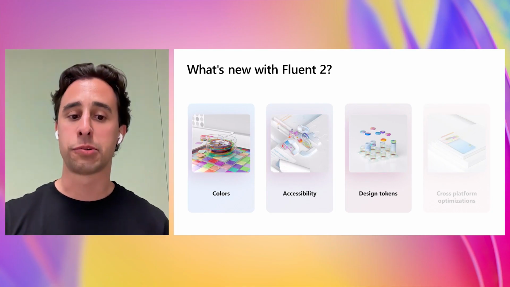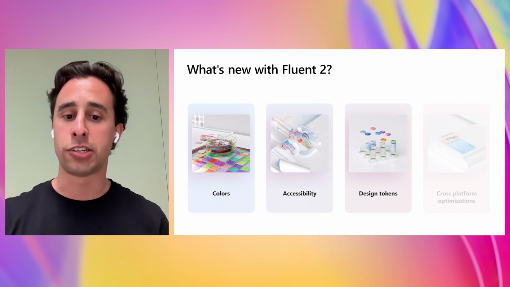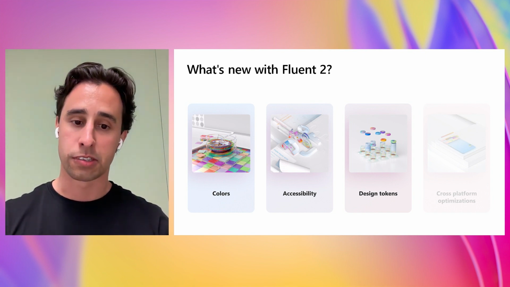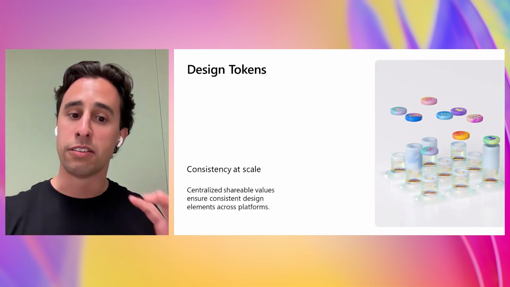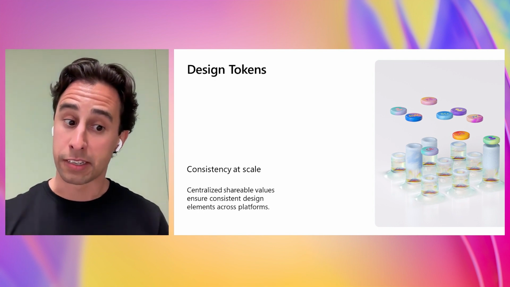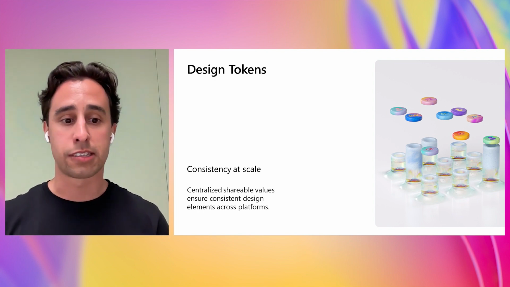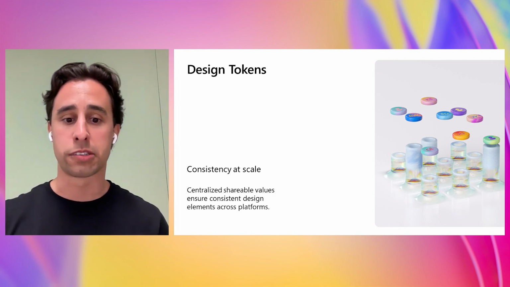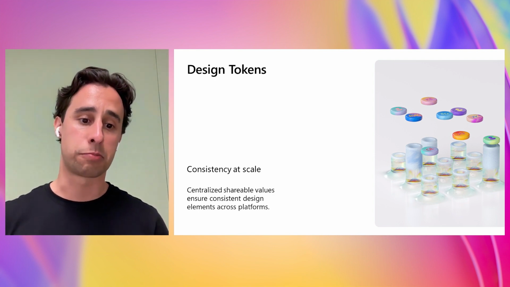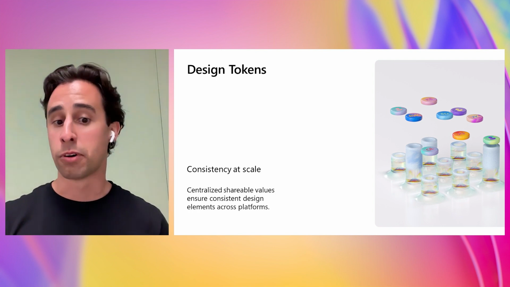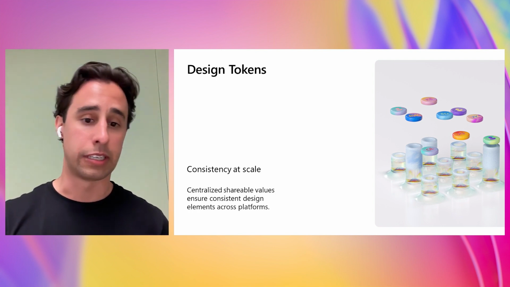Now I want to talk about our design tokens foundations. Fluent 2 is built on top of a new foundation of design tokens. Design tokens are a common language for designers and engineers to communicate specifications. This allows for efficient collaboration when we're speaking the same language. Second, design tokens allow for consistency at scale. Centralized shared values ensure consistent design elements across platforms. Changes can be easily made in one place for better scalability.